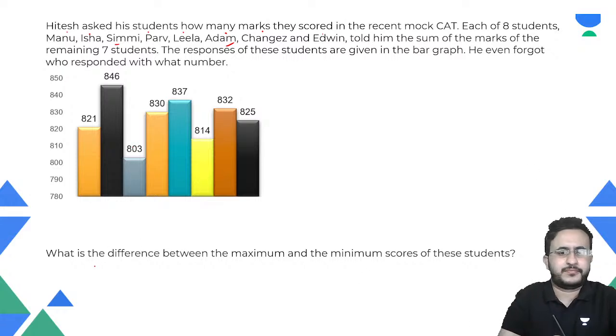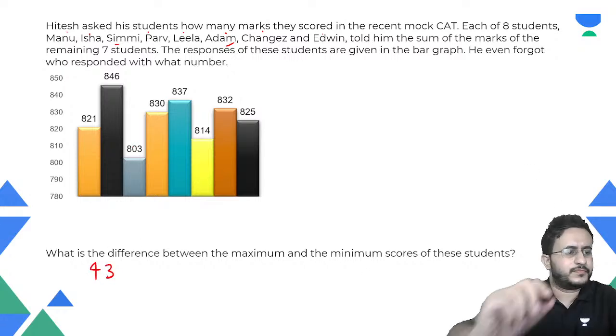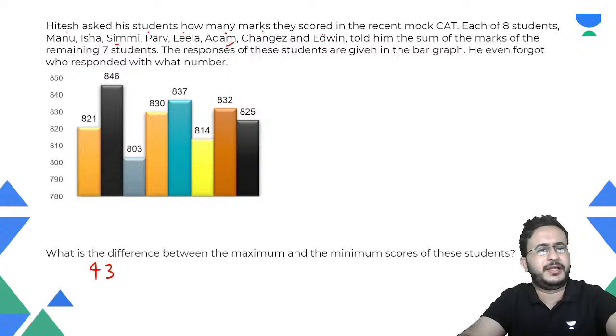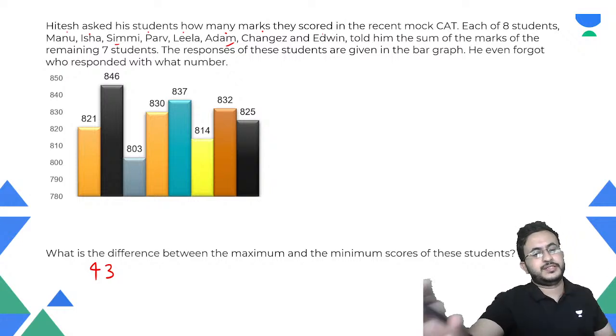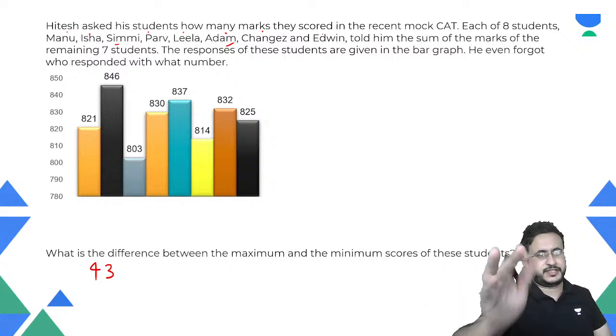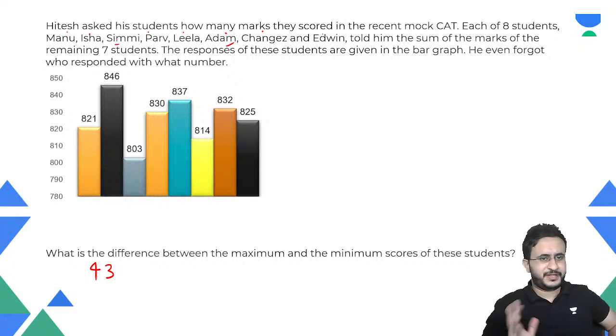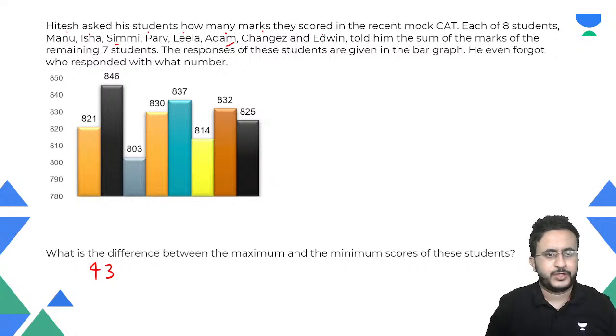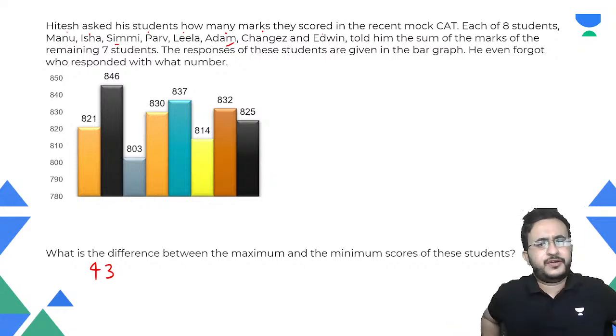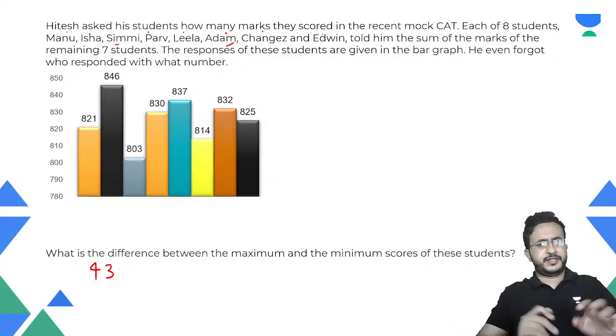But sometimes, since it's a TITA question, you must attempt the TITA question in the examination. You can apply this kind of logic. The biggest value was visible, the smallest value was visible. You subtracted and you got the answer as 43. The answer 43 is correct.